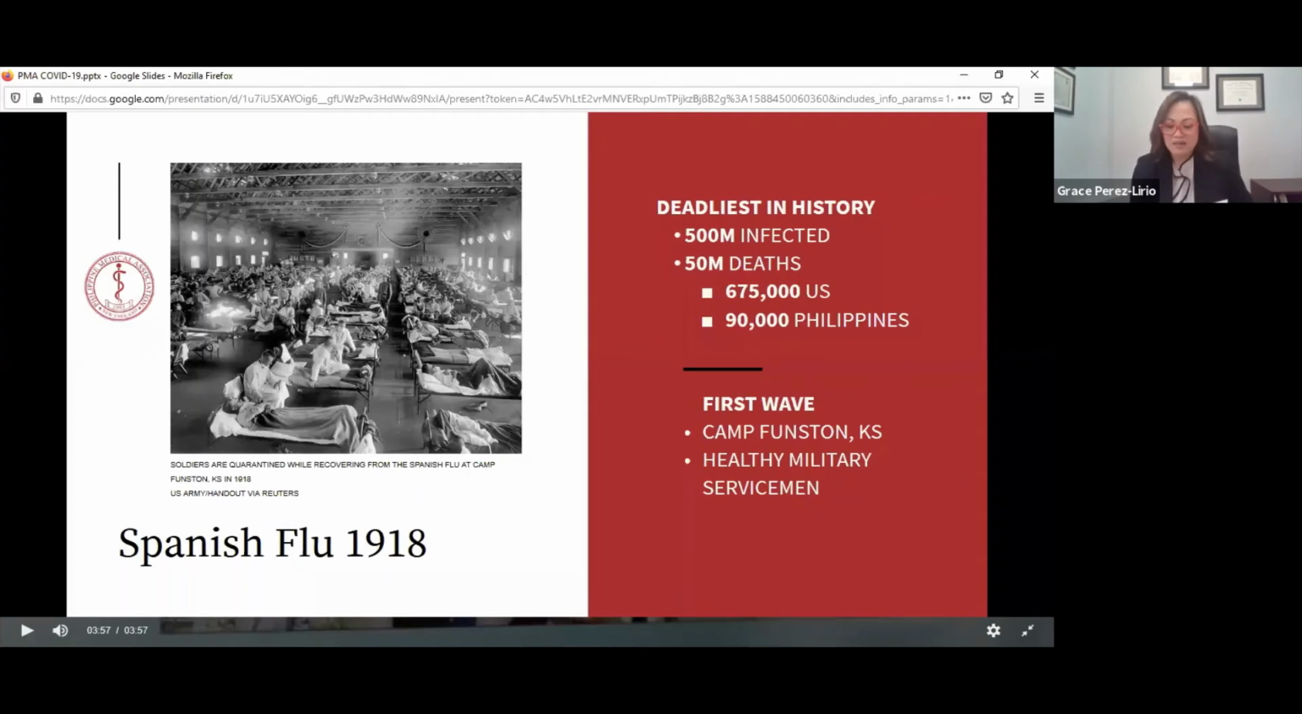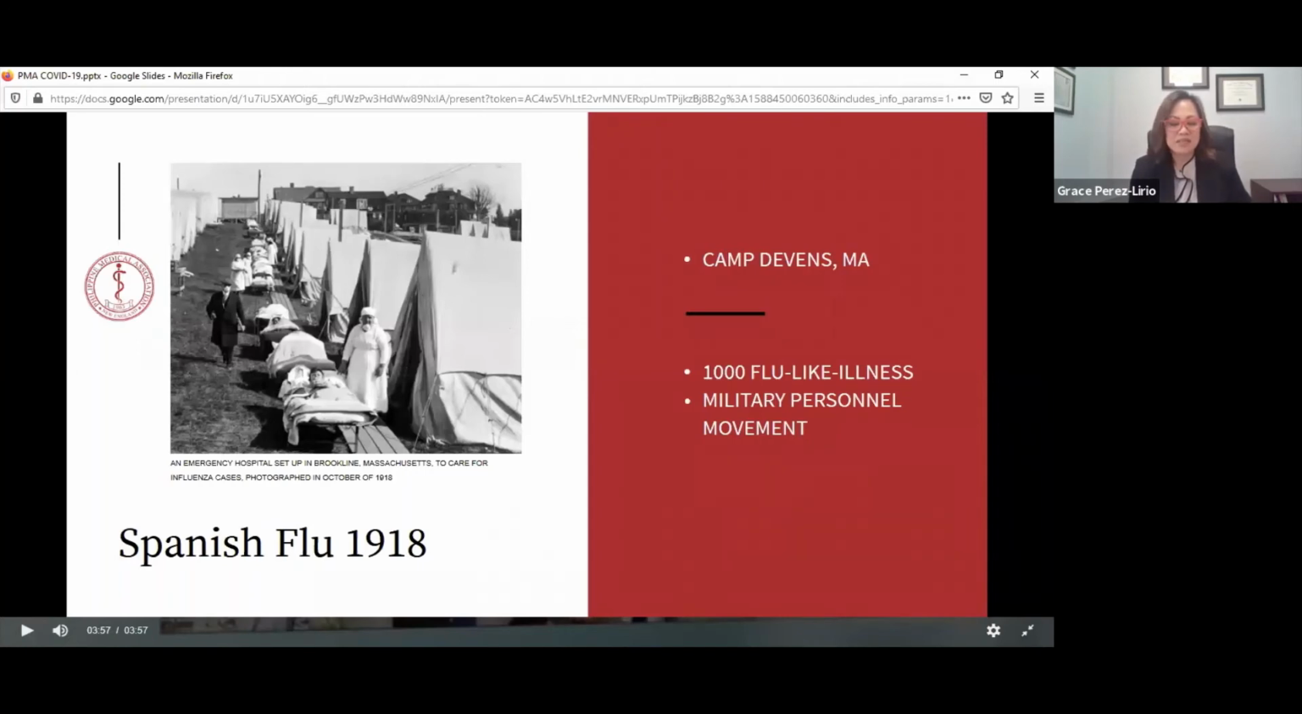So unlike other viral infections that affected extremes of age, one unusual aspect of the 1918 flu was that it affected previously healthy and young individuals, mostly World War I military servicemen. In the spring of 1918, in this picture, Camp Funston, Kansas, there were about 48 servicemen that were infected with flu-like illness. And at the end of that spring, there were about 1,000 flu-like illnesses in servicemen and 40 deaths. Back here in Massachusetts, at Camp Devens, they reported about 21 flu-related deaths during the spring. And as you know, during the war, military personnel continued to be mobilized to different parts of the world.